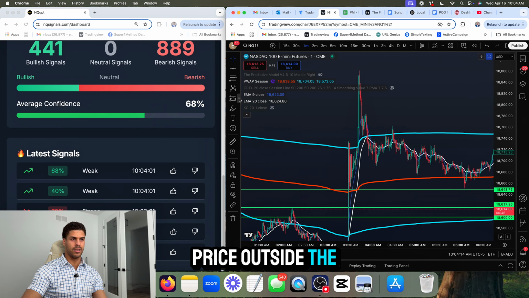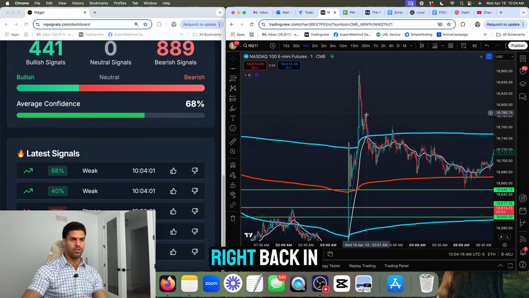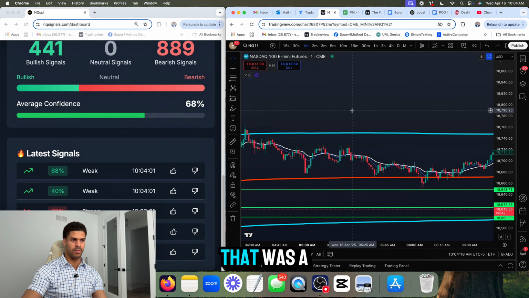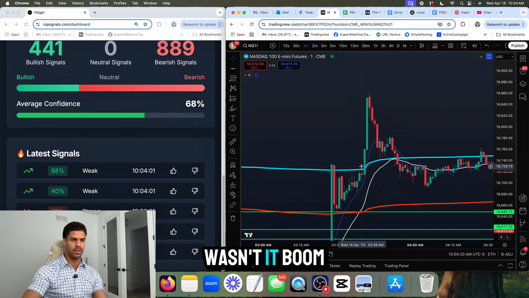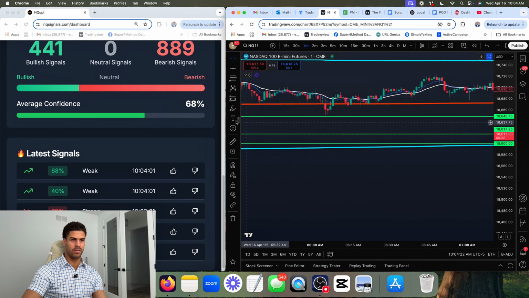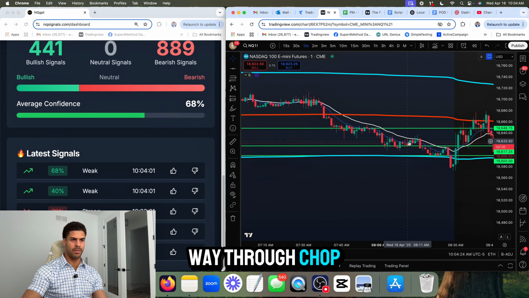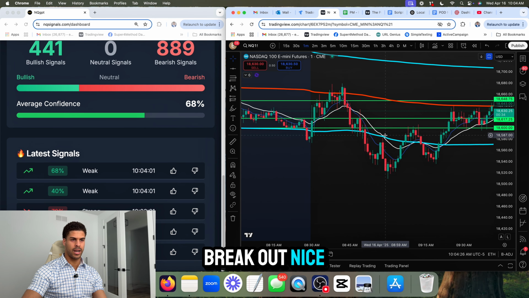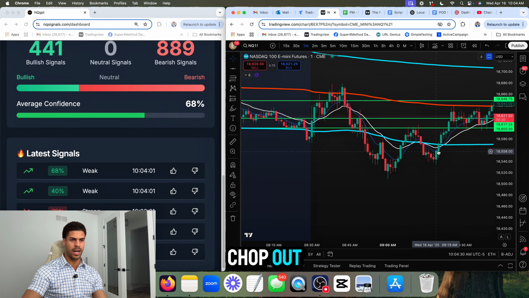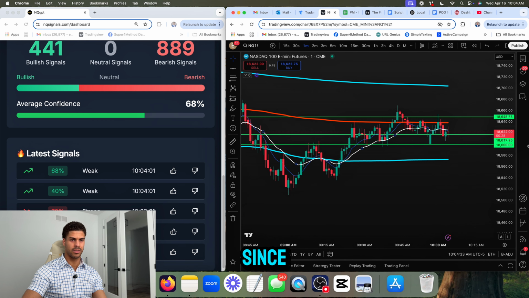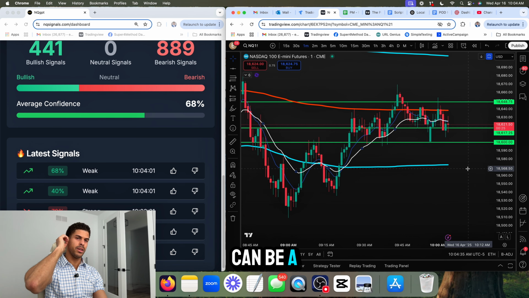Price outside the standard deviation lines, right back in. That was a nice little move right there, wasn't it? Boom, boom, right back. Choppiness all the way through. Chop, chop, chop. Break out, nice. Acts as resistance, nice. Back up, chop, out, back in, chop. We're chopping ever since. So VWAP can be a huge help.